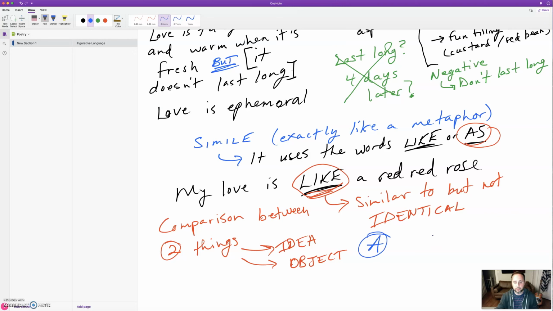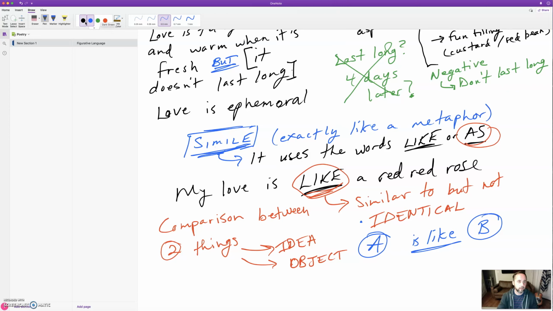So A doesn't exactly become B like in the metaphor, but it's like B. So there are certain qualities and aspects of B that A is similar to, but it's not a perfect, identical match. So that's the difference between a simile and a metaphor. Okay.